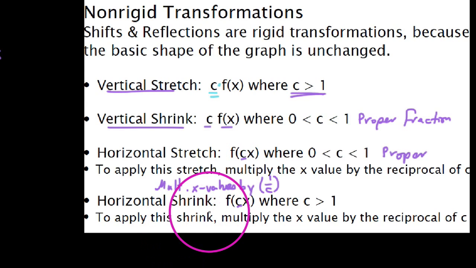Whereas if we have horizontal shrink, that is, we're multiplying all the x values by some c, where c is bigger than 1, to apply this shrink, multiply the x values by the reciprocal of c. Okay. So we're going to do that there. And I think this is cut off here, but we'll look at some examples where this happens.